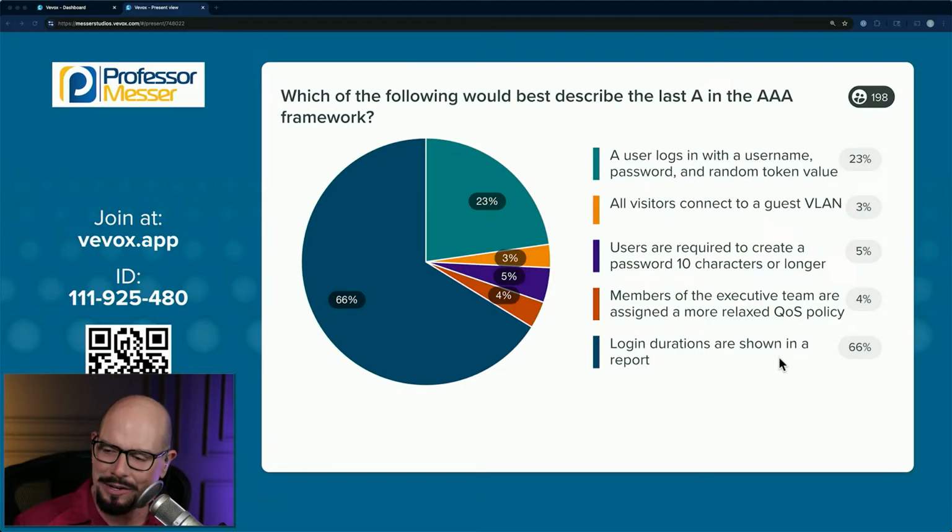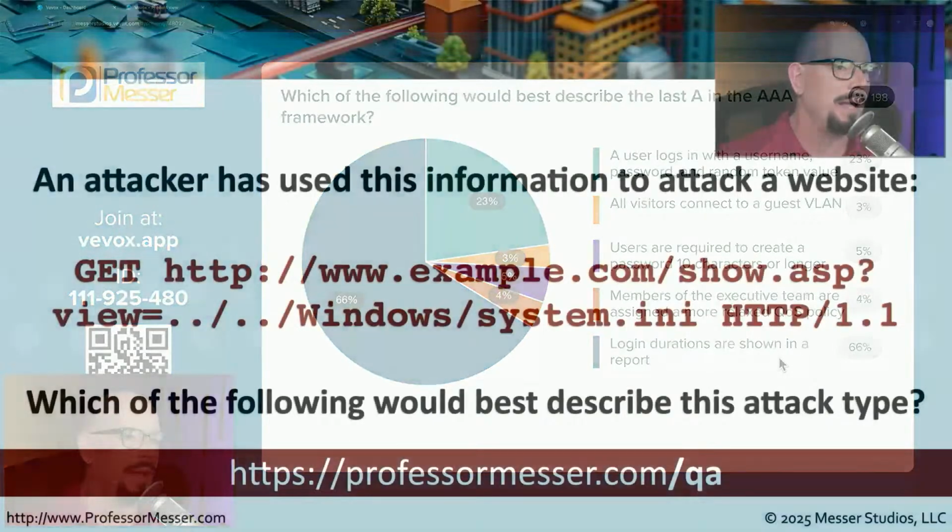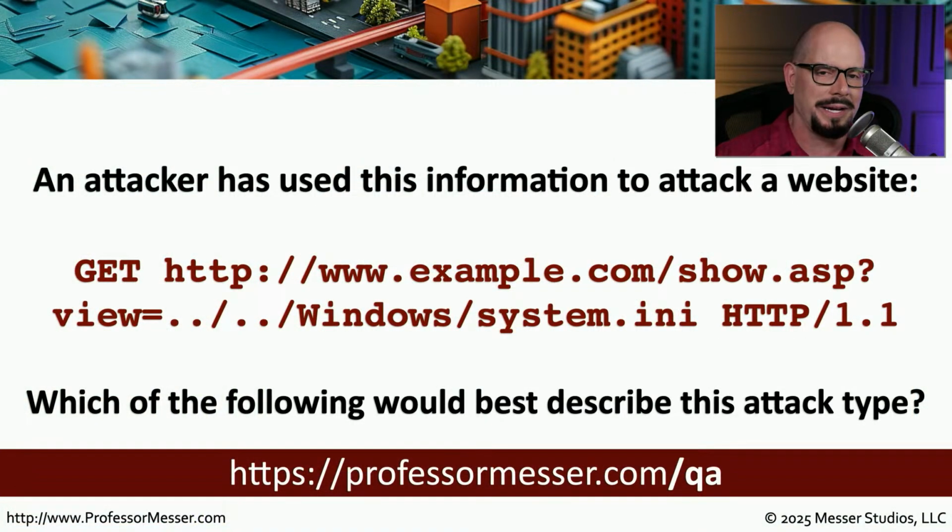So we have time for more questions. Let's get another question in here. You probably recall seeing this pop up for just a moment on your screen. This is another one that shows some output from an attack, and I want you to tell me about this scenario. It says an attacker has used this information to attack a website, and you can see there is a GET command here.